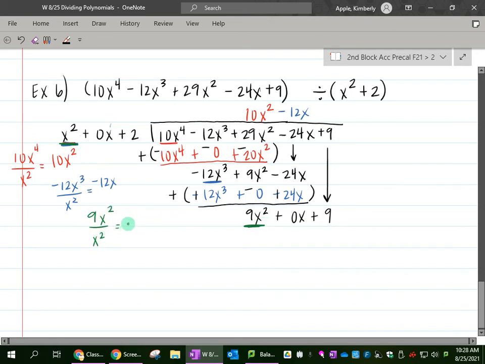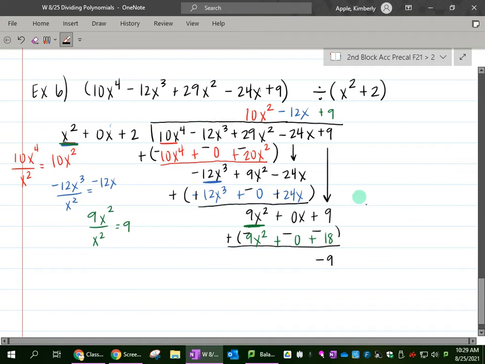Divided by x squared, that's just going to give me 9, right? So that's plus 9. Then you're gonna multiply it again, 9x squared plus 0 plus 18. And now we're gonna subtract again, just like we did before. We're gonna distribute our negative. That's nothing, this is negative 9.